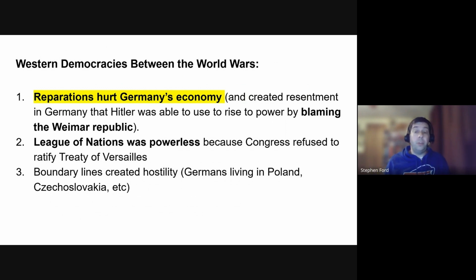The League of Nations is powerless, so they can't stop Hitler, and they can't stop Italy's aggression in Ethiopia, Japan invading Manchuria. They don't do anything. And then we have these new boundary lines that create some hostility. We have people who used to be a majority ethnic group in their old country, with boundary lines redrawn. They're now an ethnic minority in their new nation. So it actually causes some more nationalism in some ways in Europe.